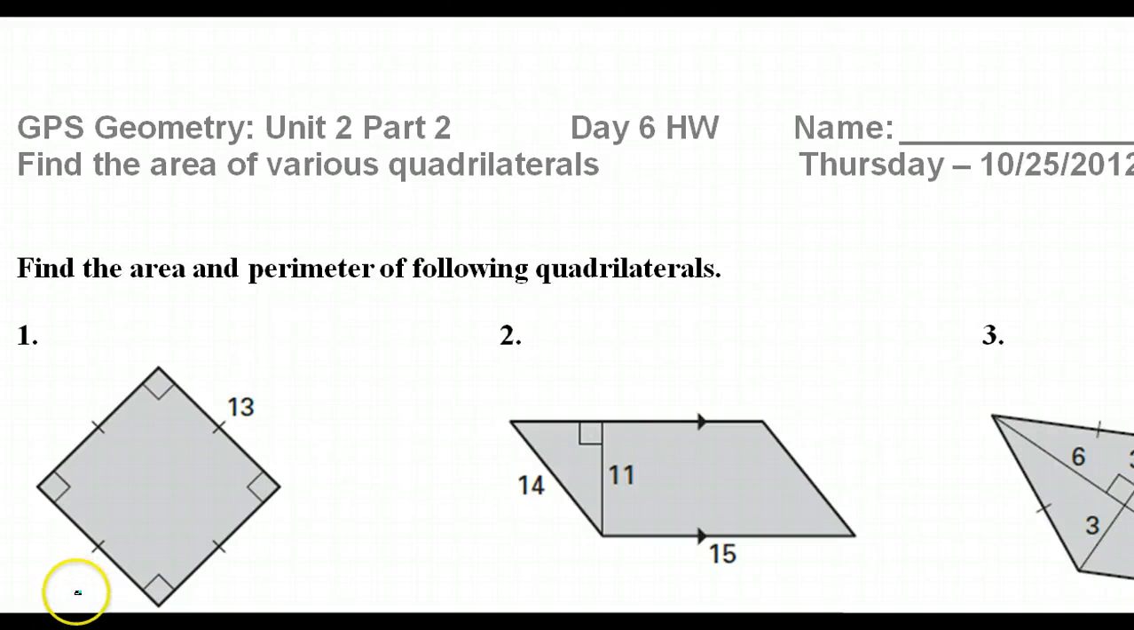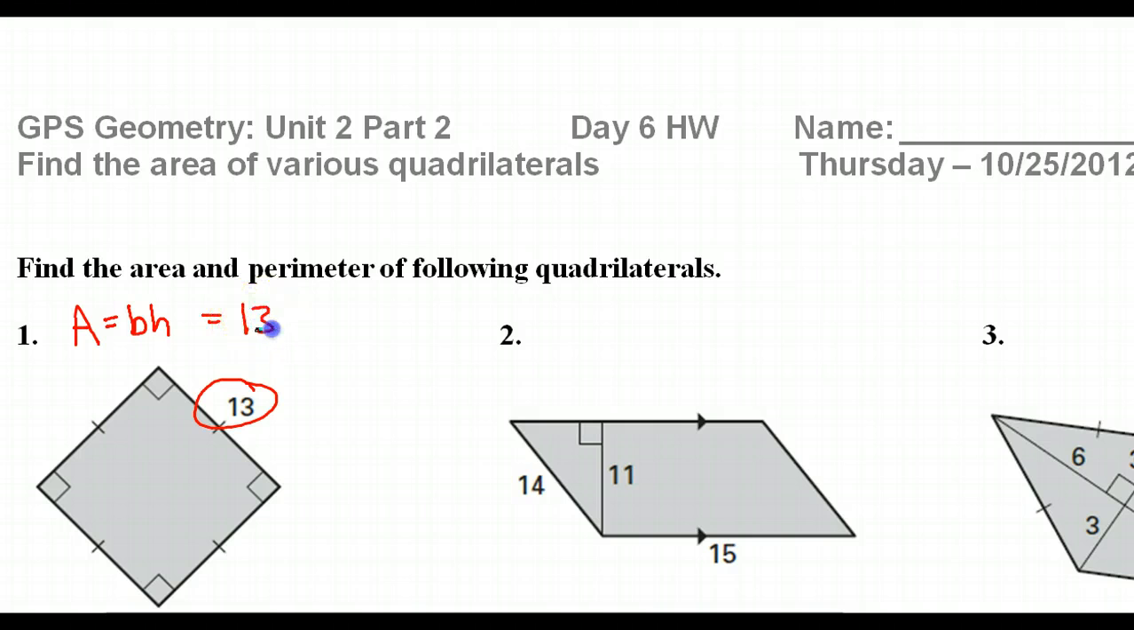Okay, our objective in this lesson is to find the area and perimeter of various quadrilaterals. So, problem number one, we've got the square. Finding the area of a square is easy. You can think of it as doing base times height, like any parallelogram. But for a square, the base and the height are the same thing.